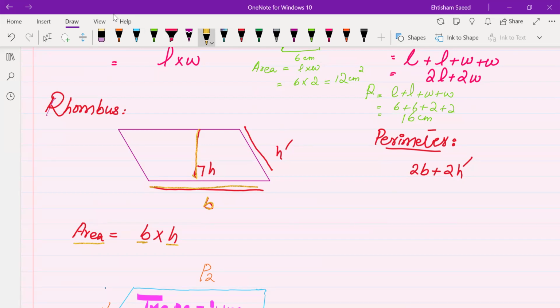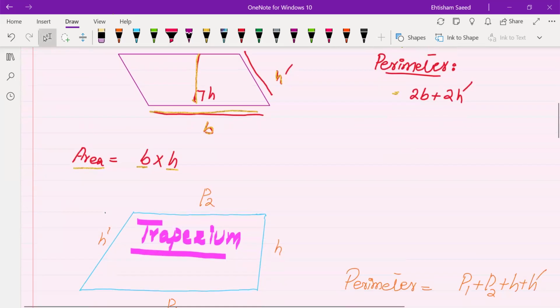For example, why can't we take this height? Because this is not perpendicular, it is inclined. So in the area formula, we take the base and we take the perpendicular height. And the perimeter would be base plus this h dash plus this b and then this h dash. So this is the formula for the perimeter of a rhombus.